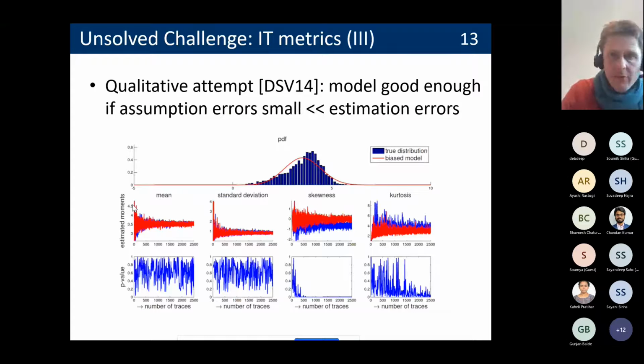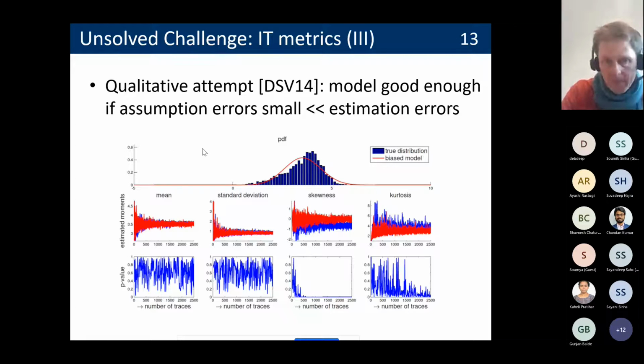We have partial attempts to deal with the problem, but nothing completely satisfying. I would say one qualitative attempt from Eurocrypt 2014 was to say that maybe the model is good enough if the assumption errors of the model are small in front of the estimation errors. That would mean essentially you train the model up to a certain level, and you reach the point where, given the number of traces that you have, there's no interest to try to build a more accurate model, because anyway, what dominates is estimation error, so a lack of samples, not a problem with the model assumptions.